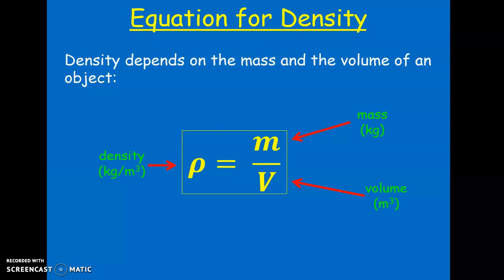So density equals the mass divided by the volume. The way we say that is mass per volume. Please copy this down. This is an important formula.